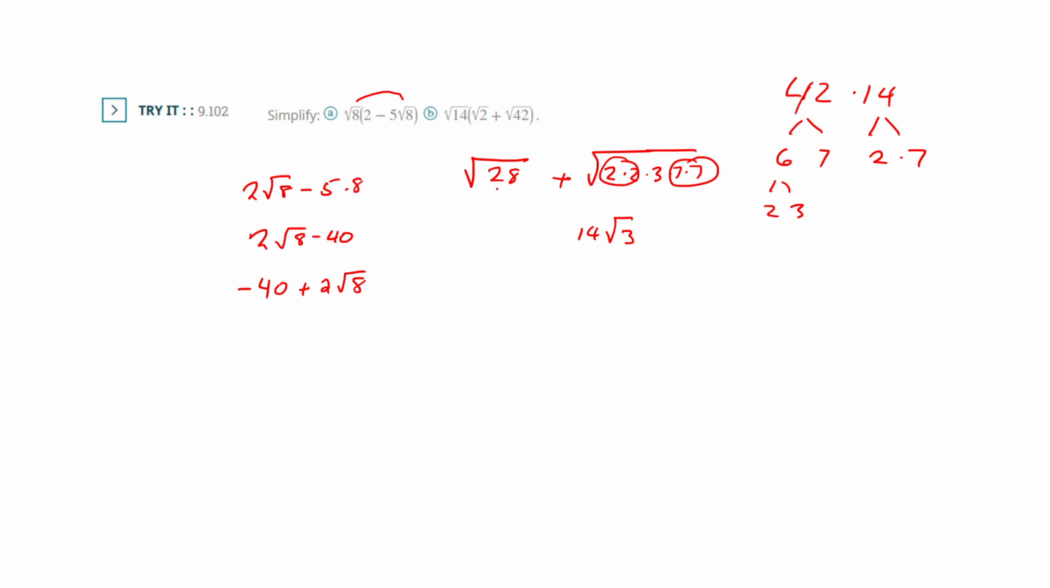I thought this was going to match up, but it does not. I was hoping it would match, but it doesn't. So I can bring out a 2 over here, and I'm left with a 7 on the inside. And there we go. Now these are not like terms. Radical 7, radical 3, they cannot combine. They're not the same term.